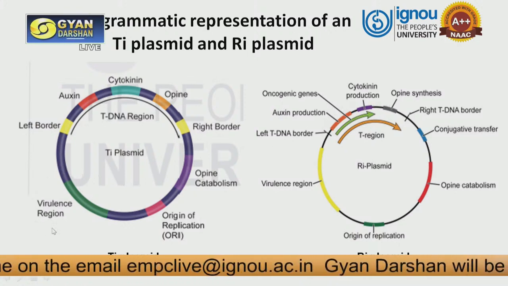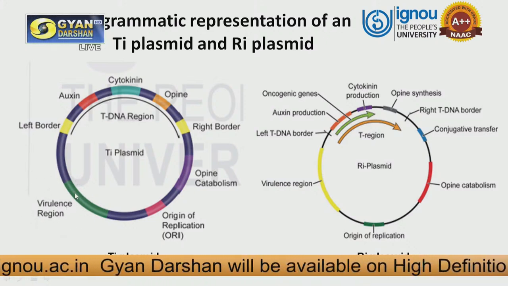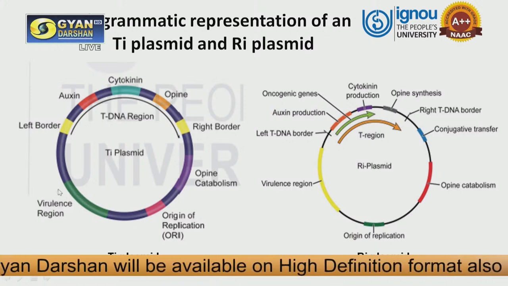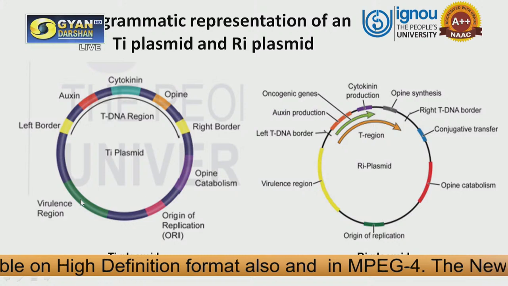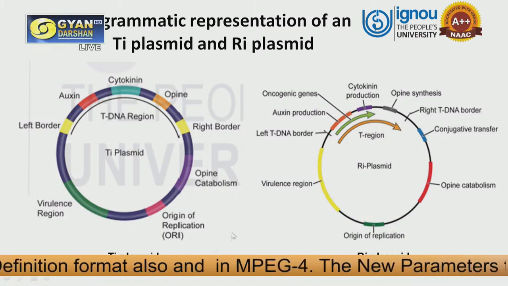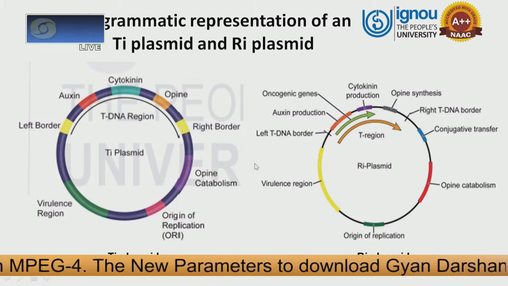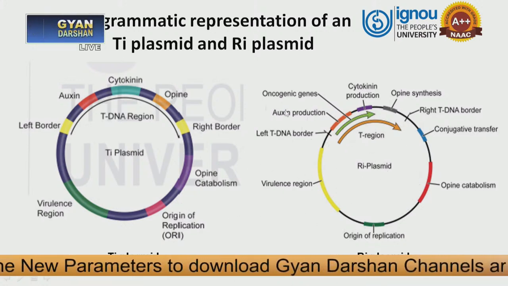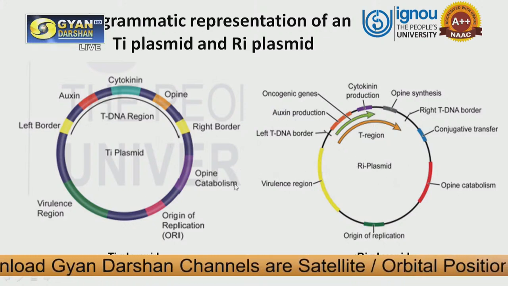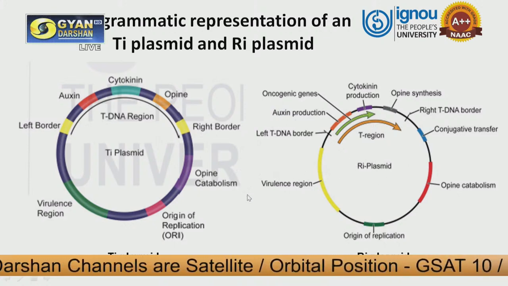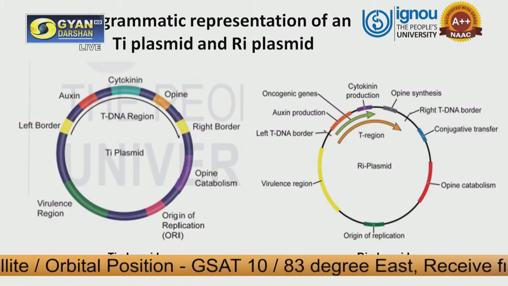Whereas you can see a virulence gene which is outside the border, and this is actually responsible for infection of a host plant cell by the Agrobacterium. In addition to this, you can also see the origin of replication for its self-replication. So, this is the overall structure of the TI plasmid and RI plasmid, which are widely used for the transformation of plants or the development of transgenic plants.